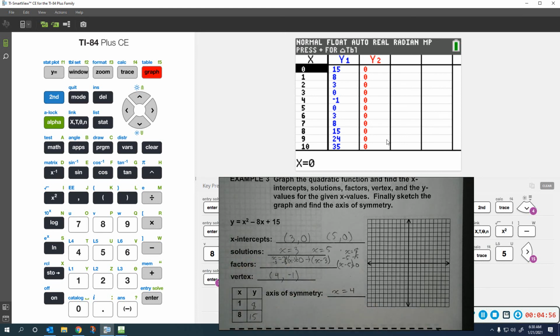Now it says finally sketch a graph and find the axis of symmetry. Well, the vertex is at 4, -1. So 1, 2, 3, 4, down 1. And we just need 2 points, one to the left, one to the right. So how about we select 3 and 5? So on my table at 5, it's at 0, and at 3, it's at 0. So our points would be here and here. And there is the sketch of the graph.